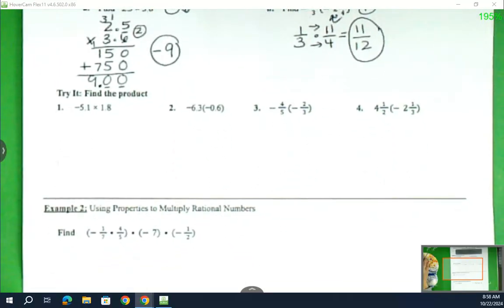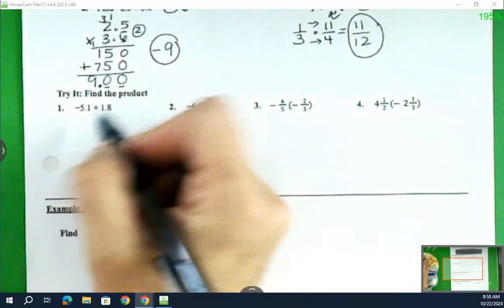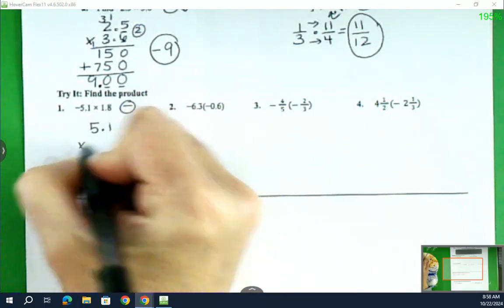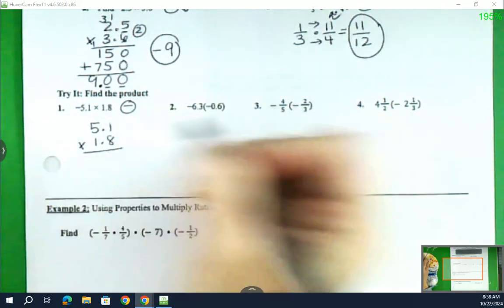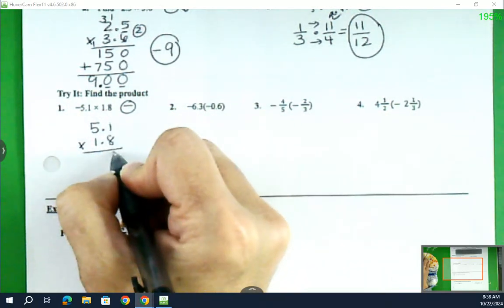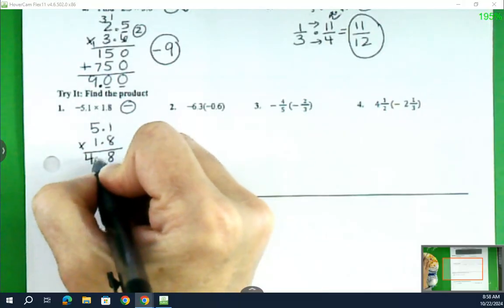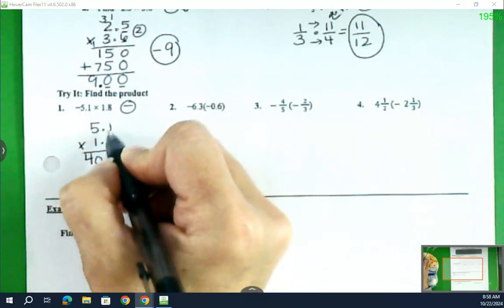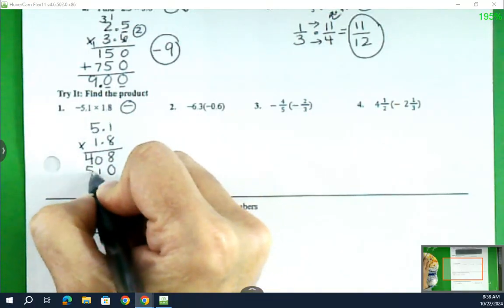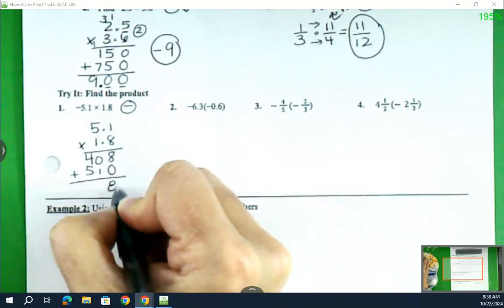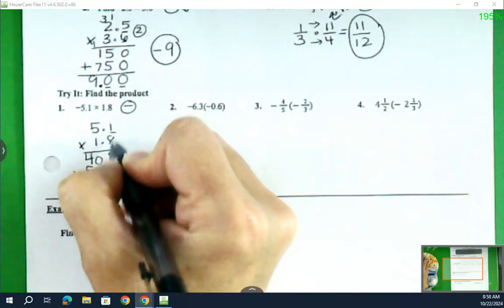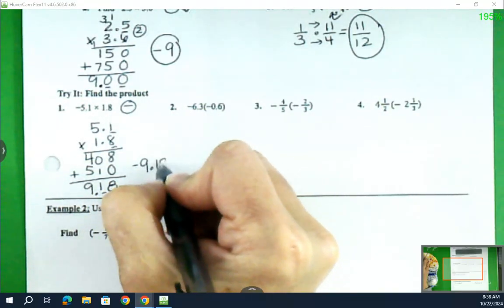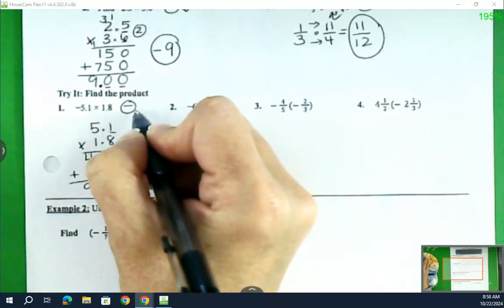Okay, let's take a look at question number 1. We have a negative times a positive gives us a negative answer. We have 5.1 times 1.8. We're going to start with the 8 here. 8 times 1 is 8, and 8 times 5 is 40. And then bringing a 0 for place value here. 1 times 1 is 1, and 1 times 5 is 5. And then adding our digits. And then 1, 2, 1, 2. So our answer here is negative 9.18. Remembering that negative sign.